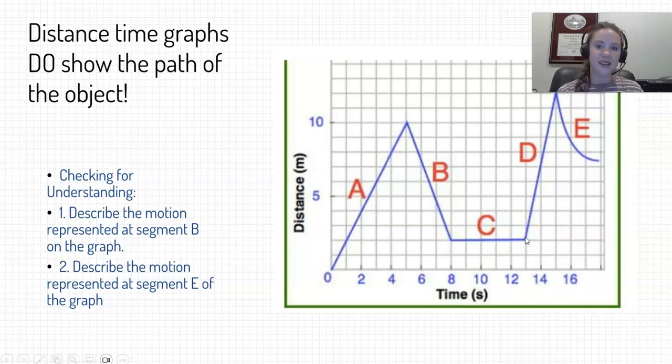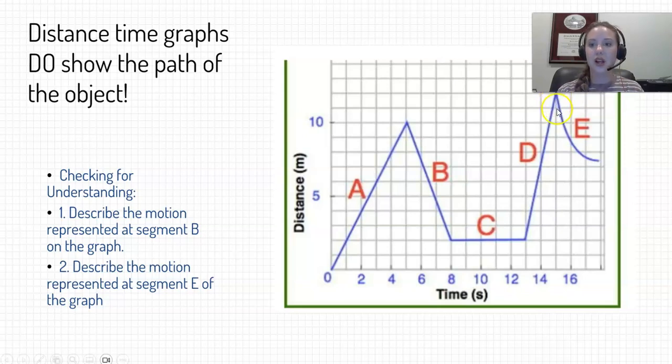And then what happens? We go away again, but this time we go away with a greater speed. Do you see how sloped this line is? It's much more vertical than this line, right? So we're gaining speed really quickly. Whoop, we go up and we go away from the reference point at a very fast rate.